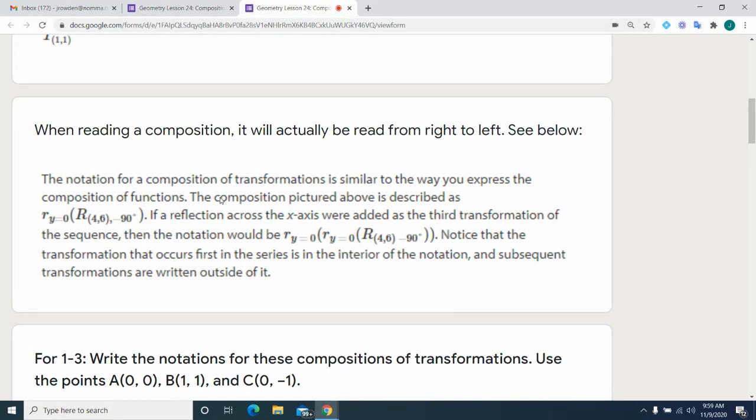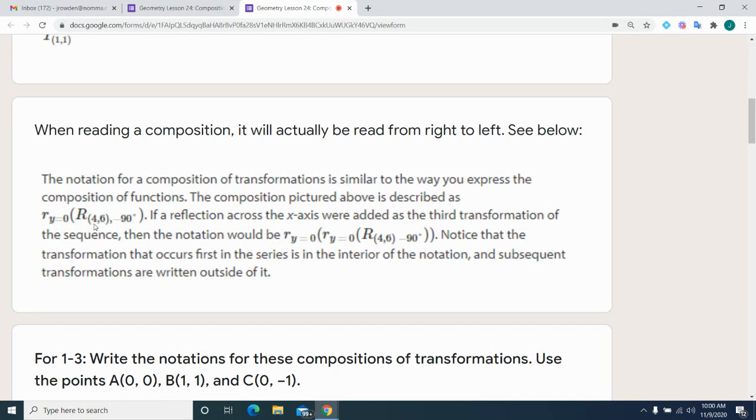And what you do, so the one we just did, we would write R, y equals 0, and then R, 4, 6, comma, negative 90 degrees. If then after that you did a reflection to the x-axis, so a reflection over y equals 0, you wouldn't put it further inside, you would just put it on the left. And then if you have another thing to do, do a new parentheses, put it on the left of that. Do you see this?